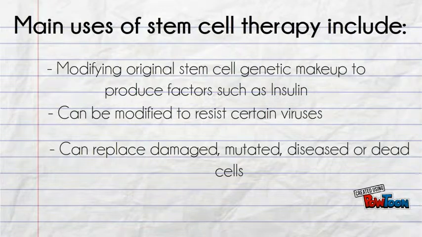Stem cells can also replace damaged, mutated, diseased or dead cells. Once the stem cell has been introduced into a particular site of the body, it can differentiate to act as those particular cells would, and then form the neural connections that those cells would produce with the surrounding tissue. This type of stem cell therapy research is very important to the studies of Parkinson's disease and Alzheimer's.